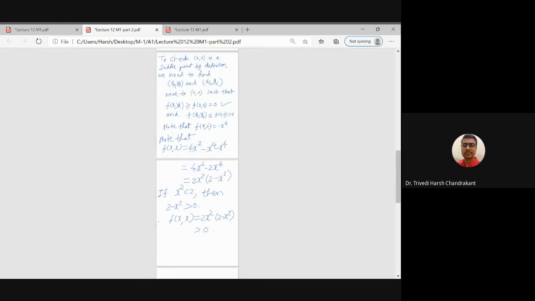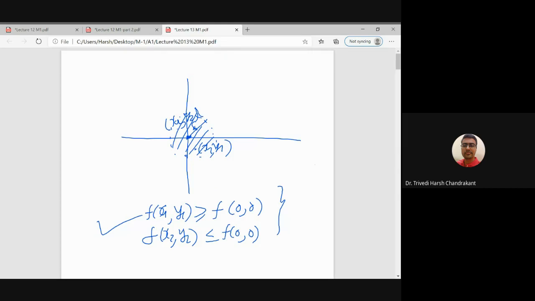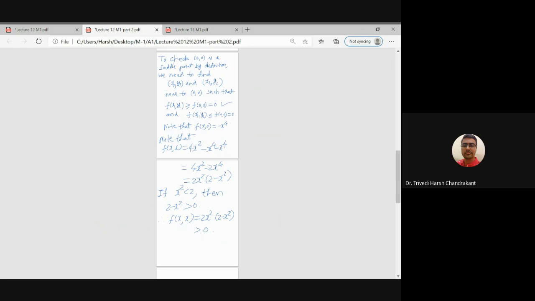So whatever delta greater than 0 is given, we take the points x comma x such that 2x square is greater than 0. That means x square is less than 2, so x is less than root 2. Then the value of the function is positive for such points.